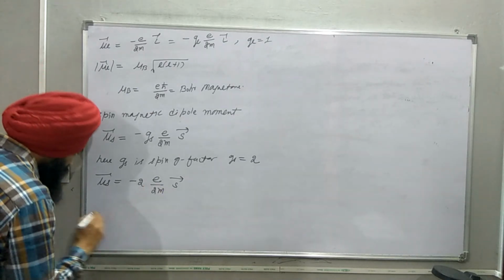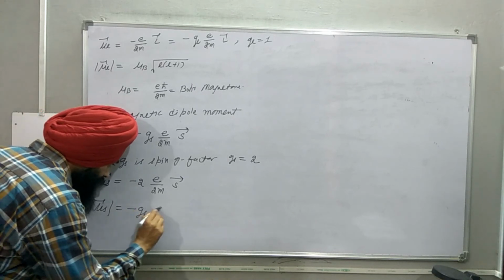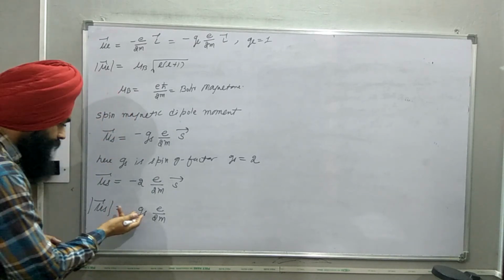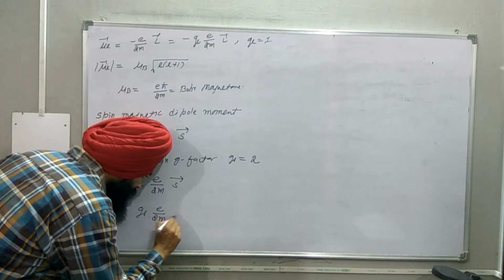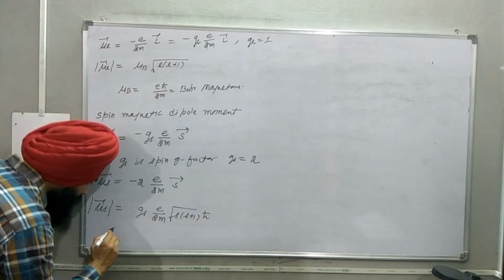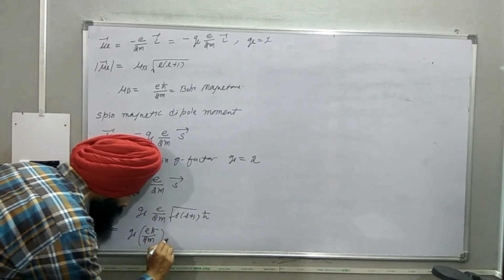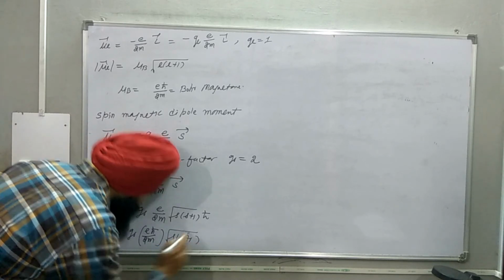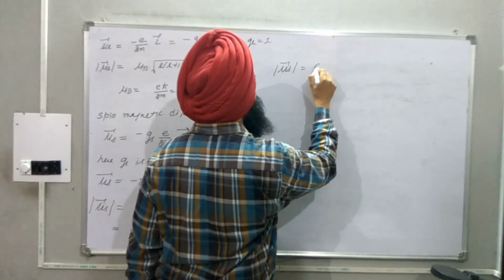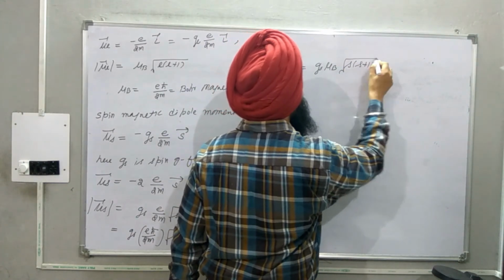Again, if I put the value of S here in magnitude, minus gs e upon 2m, we can remove the negative sign if I take the magnitude, under root S into S plus 1 h cut. I combine this h cut here. Again, this is the Bohr magneton. So we have the value of mu s in magnitude equal to gs mu B under root S into S plus 1.